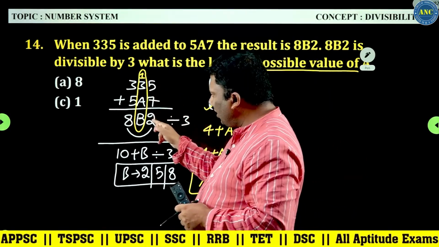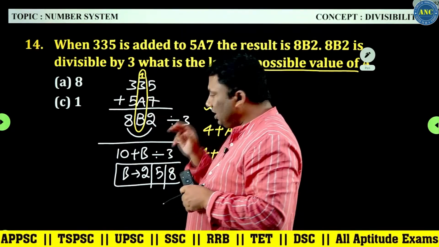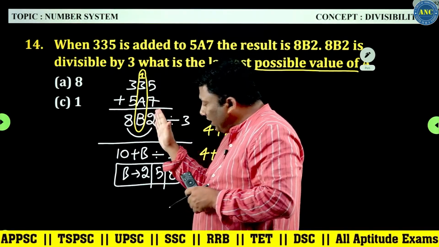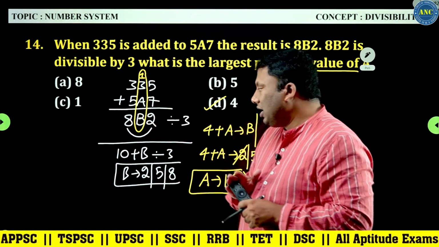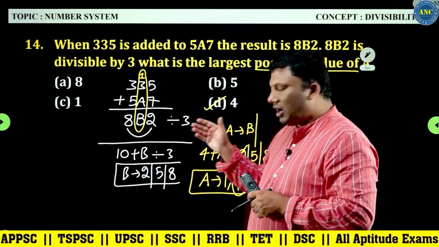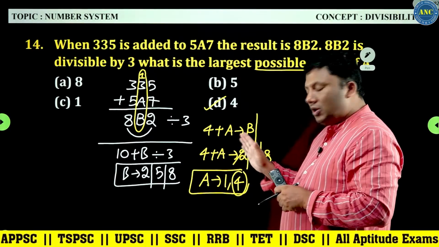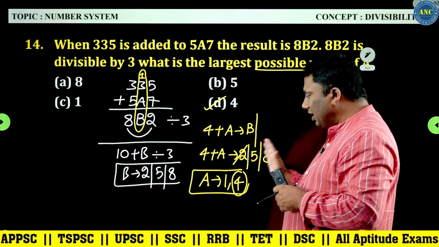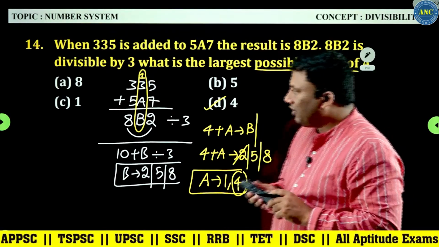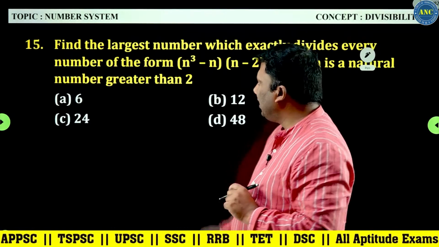7 plus 5 is 12, 2 and 1 carried. 3 plus 1 is 4. 4 plus A should be divisible by 3 to match B. 8B2 is divisible by 3, so 10 plus B is divisible by 3. B can be 2, 5 or 8. 4 plus a positive number cannot be 2, so 4 plus A can be 5 or 8. So A will be 1 or 4. The largest possible value of A is 4. I hope the idea is clear.